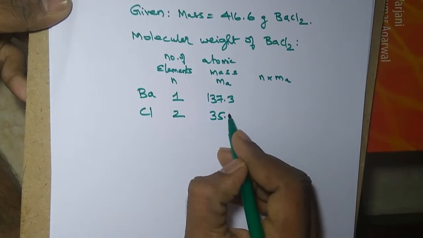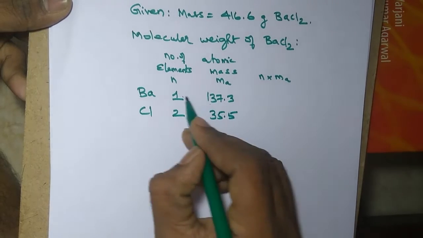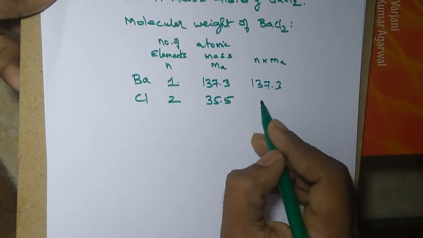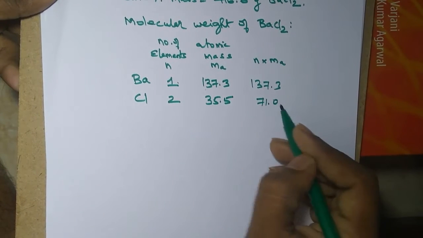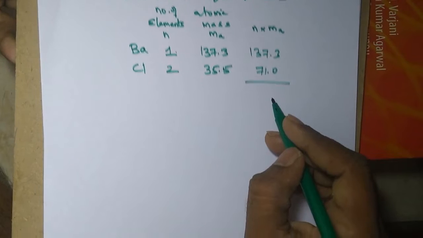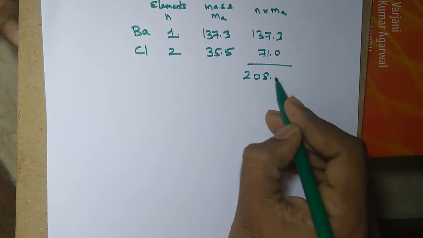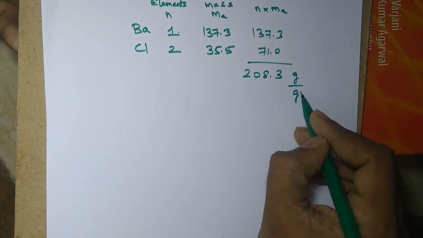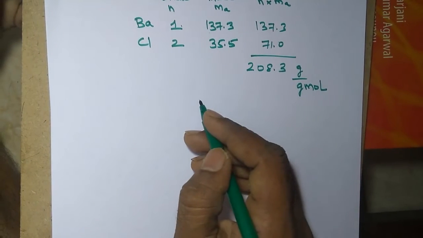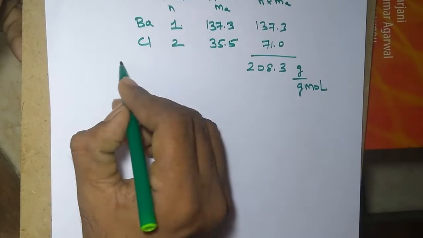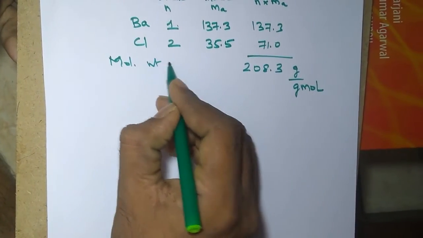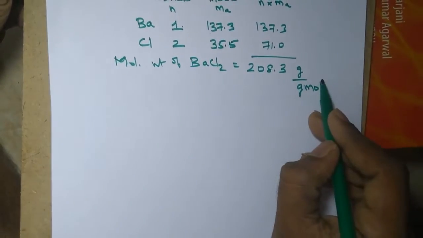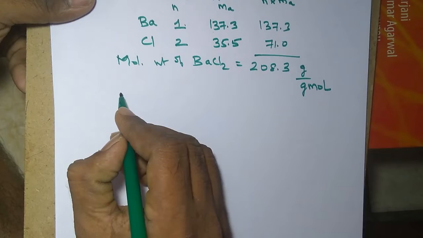So 137.3, 35.5. So 1 into 137.3 is 137.3. 2 into 35.5, that is 71. So the summation of this gives us the required molecular weight of barium chloride. So it is 208.3 gram per gram mole. You can write: molecular weight of barium chloride is equal to 208.3 grams per gram mole.